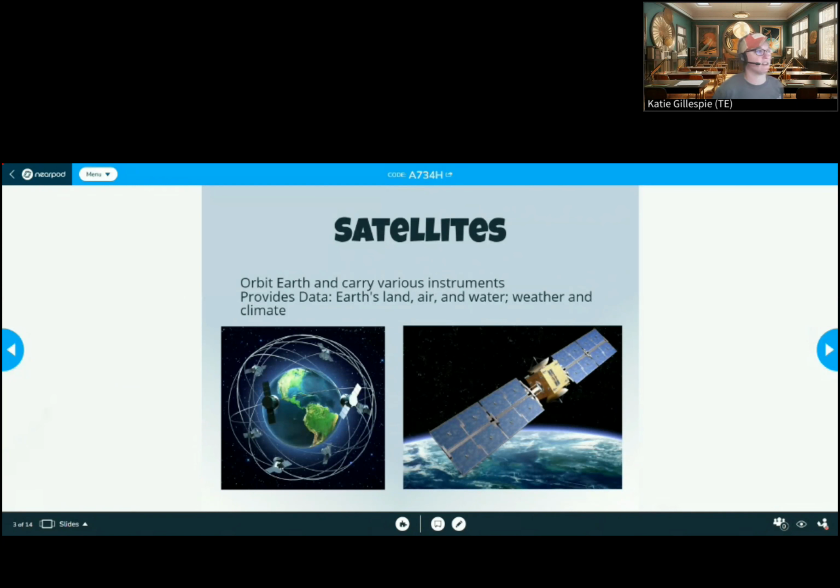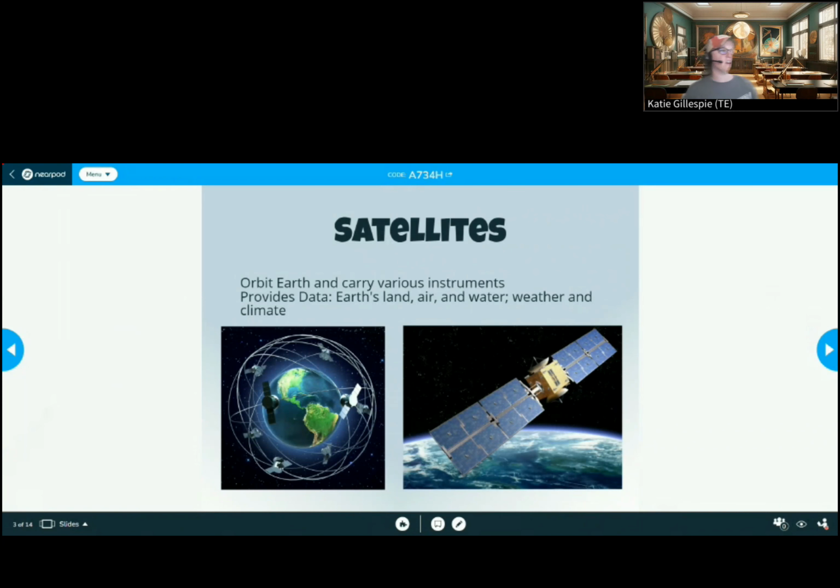First one here is a satellite. We know what a satellite is. As a matter of fact, we've got lots of what we call space trash or space junk out there, satellites that don't work anymore, and some that do. But satellites orbit Earth, and what they are is a carrier, right? They carry lots of different technologies. They may carry different telescopes, they may carry spectroscopes, and a lot of the other instruments that we're going to talk about today. But what they do is they provide data.